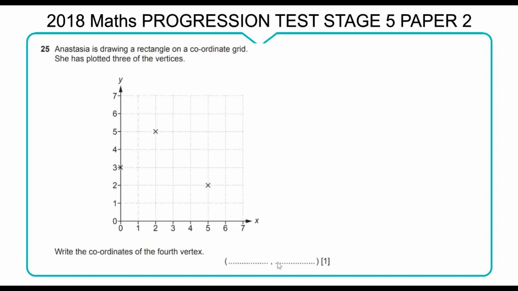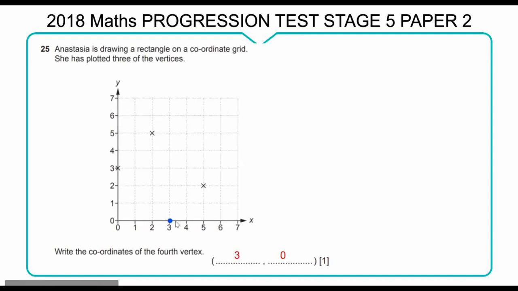10 seconds. So we have 3 by 0. That is our fourth point. This is the explanation. Plot 3 by 0. How do we get that?